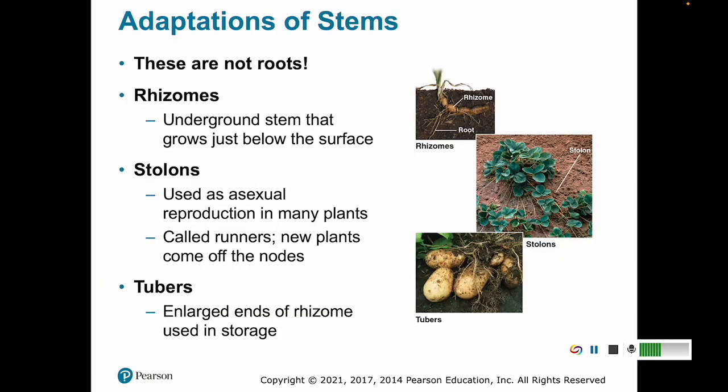Some adaptations of stems. Sometimes these can be confused for a root, but these are not roots. These are stem tissue. There are rhizomes. Rhizomes are underground stems that grow just below the surface. Stolons are used as asexual reproduction in many plants. These stems coming this way from the strawberry plant. Sometimes they're called runners, and new plants can come off at the nodes. And then tubers are enlarged ends of rhizomes that are used in storage. So they'll store sugar.